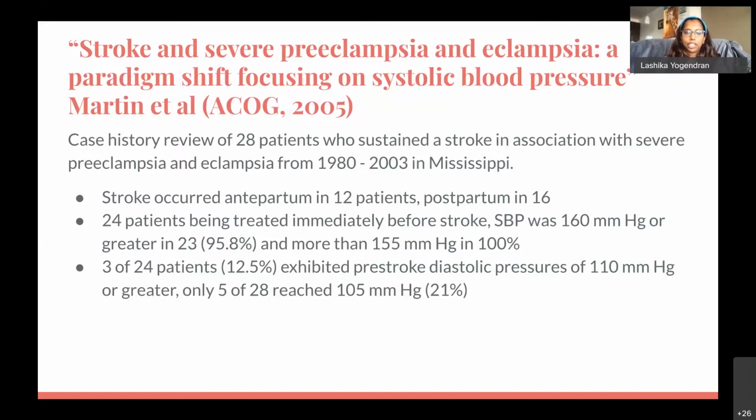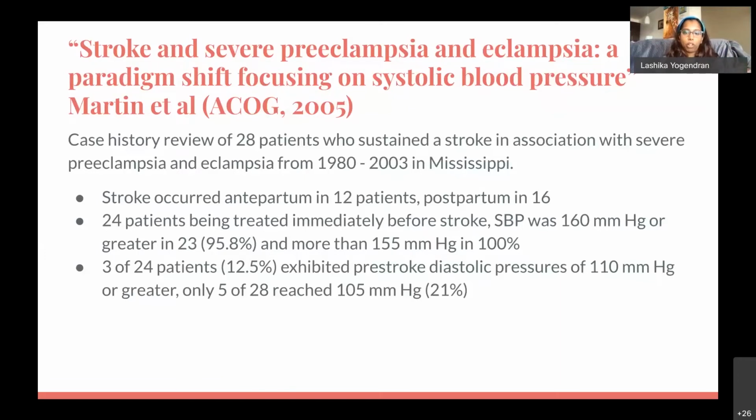In 2000, the NIH had a working group on hypertension in pregnancy, and in that report they talked about how some providers were treating for diastolics of 105 or greater, some for persistent diastolics of 110, but ultimately decided 160 over 110 was the indication for severe hypertension. But this study, published in ACOG in 2005, looked at 28 patients. It was a case history review of patients who sustained a stroke in association with severe preeclampsia and eclampsia during this time period in Mississippi. I think there were 300 or 400 people who had strokes in general, but specifically related to preeclampsia and eclampsia, it was about 28 patients.